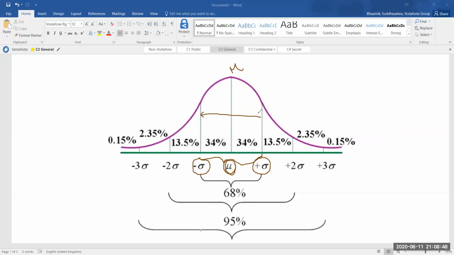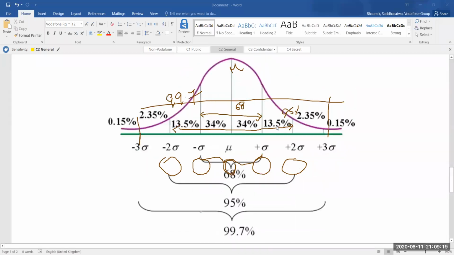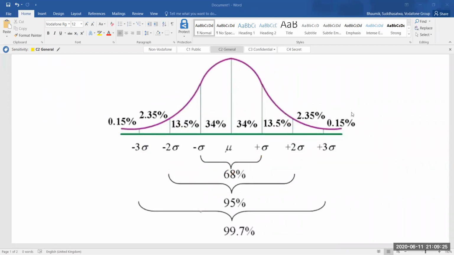This is where I have 68% of all the data. Then I have the second layer, which is 2 standard deviations, so minus 2 standard deviations to plus 2 standard deviations. This is where I have 95% of all the data. And last but not the least, I have plus minus 3 standard deviations, where I have approximately 99.7% of all the data. Everything is going to fall within that range. This is a cornerstone of central limit theorem.